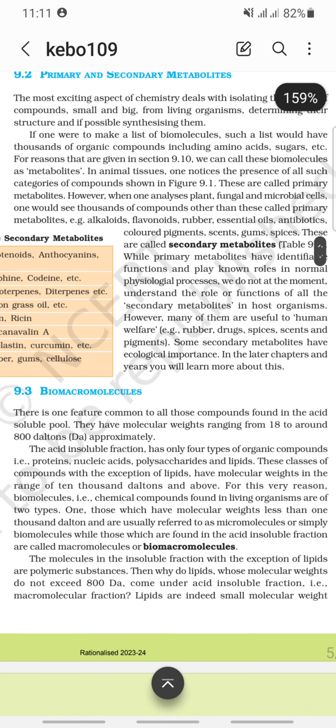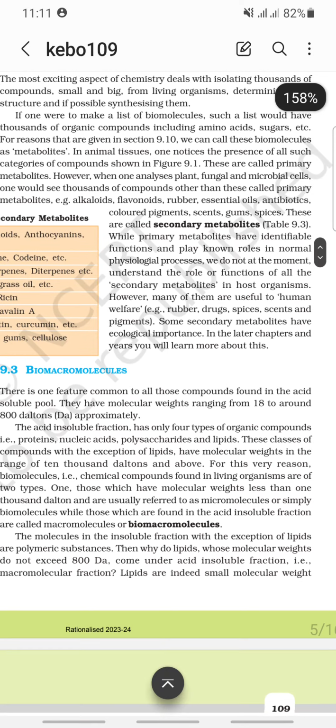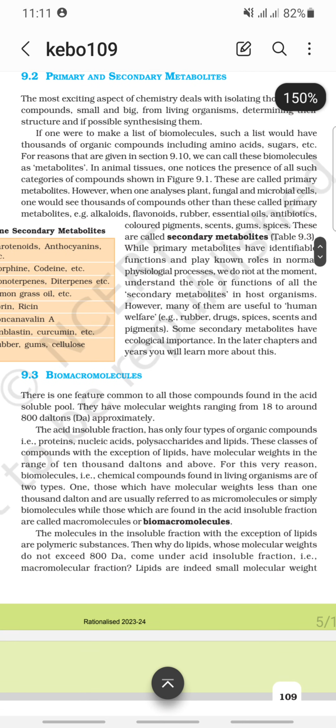These are called primary metabolites. However, when one analyzes plant, fungal, and microbial cells, one would see thousands of compounds other than these primary metabolites. Example: alkaloids, flavonoids, rubber, essential oil, antibiotics, colored pigments, scents, gums, spices. These are called secondary metabolites.